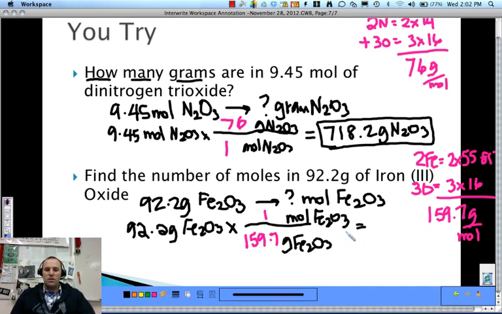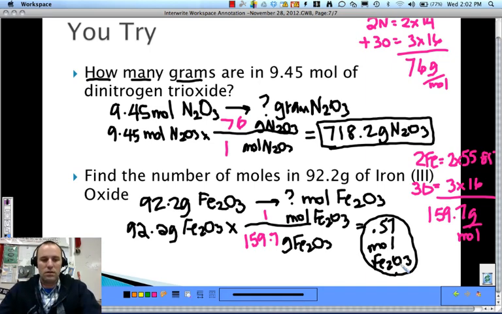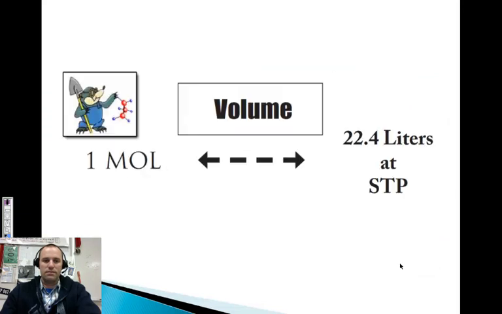Now I've gotten into moles, and I can simply solve 92.2 divided by 159.7 gives me an answer of 0.57 moles of Fe2O3. Easy, right? Everybody's becoming an expert. Expert chemists. So last but not least, we can convert a mole into a number of liters, and we will look at that in our next lecture.